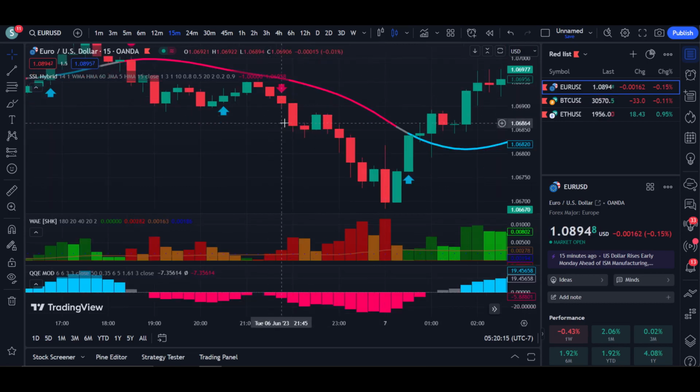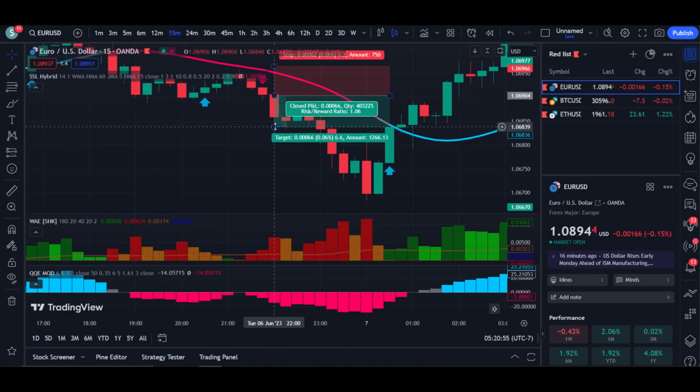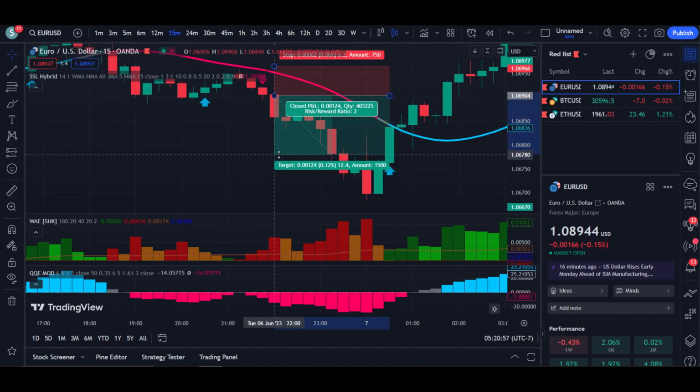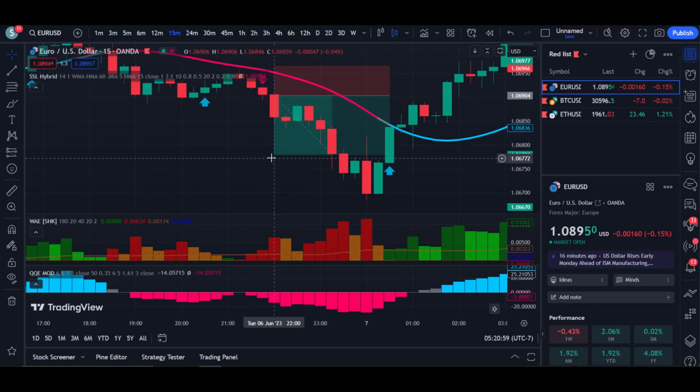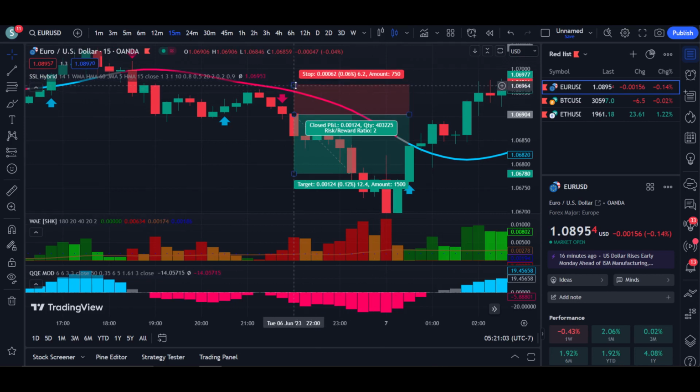So we have another short position right here, red arrow appearing below the red line. We can see that the WAE and the QQE mod both have red in the volume, so we'll take a short position. If we held on to this trade until the blue arrow appeared and closed, we can see that the trade was much smaller. But if you'd like, you can take some of the profit on the way down at the 2 risk-reward ratio. And after that, you can just move the stop loss down and leave the trade open.